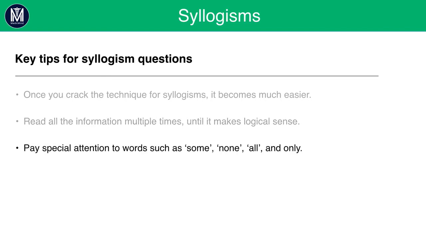You should also pay special attention to words such as some, none, all, and only. As long as you look at these straight away, they will actually influence how quickly you can answer the question. Because, for example, if you see a statement that says all bananas are elephants compared to only some bananas are elephants, those two mean completely different things. As soon as you spot them, note them down on your whiteboard as soon as possible.